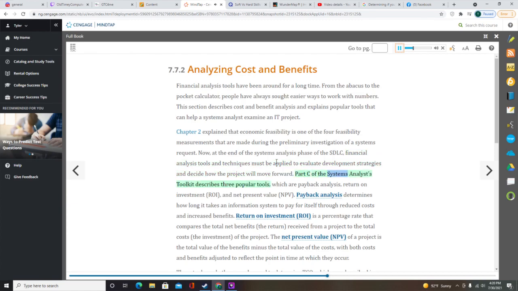Part C of the Systems Analyst Toolkit describes 3 popular tools, which are payback analysis, return on investment, ROI, and net present value, NPV. Payback analysis determines how long it takes an information system to pay for itself through reduced costs and increased benefits. Return on investment, ROI, is a percentage rate that compares the total net benefits, the return received from a project, to the total costs, the investment, of the project. The net present value, NPV, of a project is the total value of the benefits minus the total value of the costs, with both costs and benefits adjusted to reflect the point in time at which they occur.